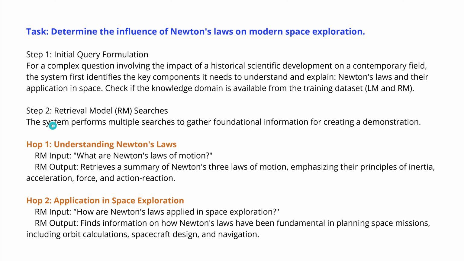Then we have the retrieval model searches. Whether it's a keyword search or a semantic search with a cosine similarity in a vector space, you just gather additional information and you create a demonstration data set. So let me show you hop 1 by the retrieval model. Now the input is easy. So we have part 1, Newton's law, part 2, space exploration.